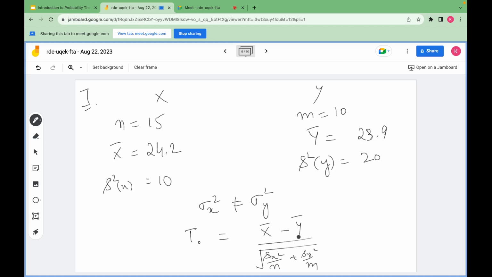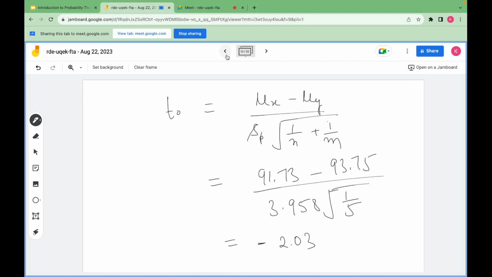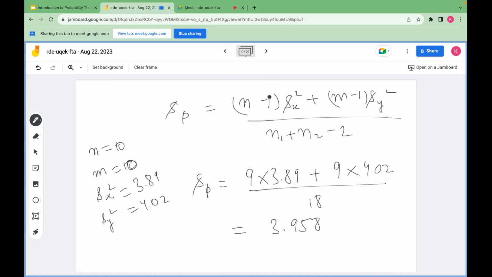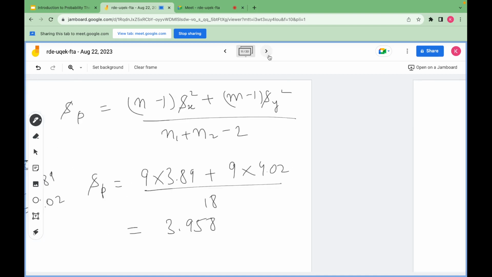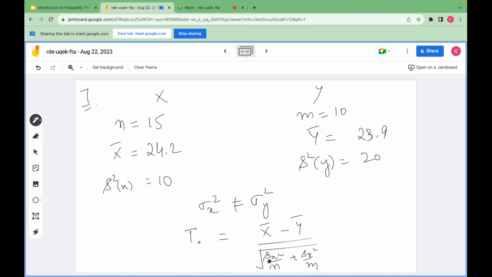In the previous question we were using sp square. There we calculated sp, which is (n minus 1) sx square plus (m minus 1) sy square upon n1 plus n2 minus 2, and then we used this in calculating our test statistic. But here we are directly using sx square by n and sy square by m. So this value comes out to be 0.184.